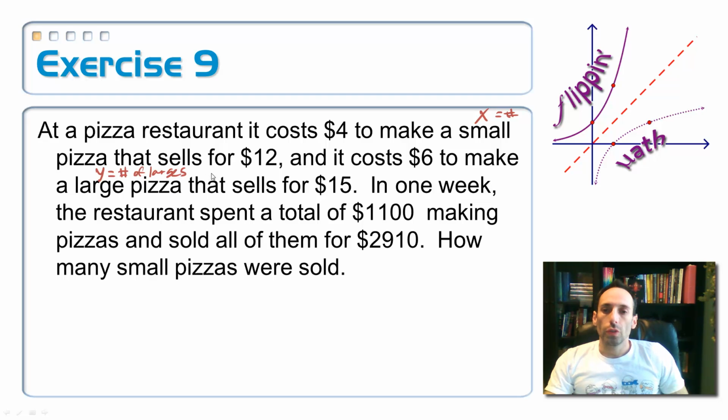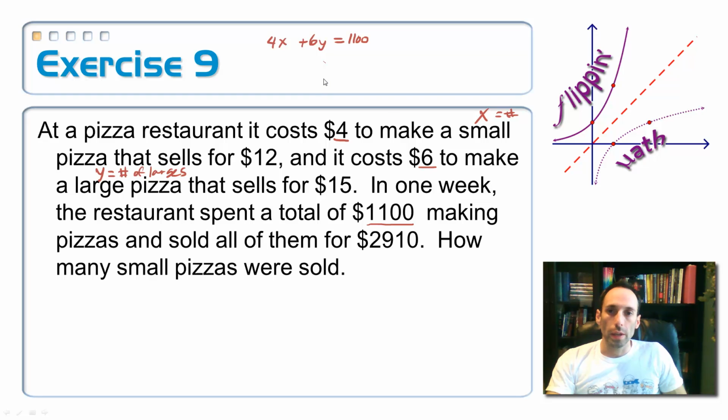Okay, so I'm just going to make some cost equations. The first one deals with the fact that it costs $4 to make a small. So that's 4x, I'm going to write up here, and then it costs $6 to make a large, so plus 6 times y. And however many x's and y's I have, I total all that up. How much should they spend making those pizzas? They spent $1,100. So equals 1,100.